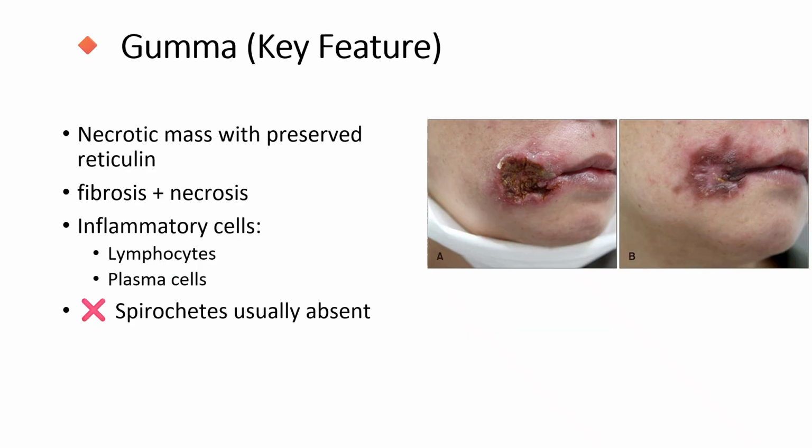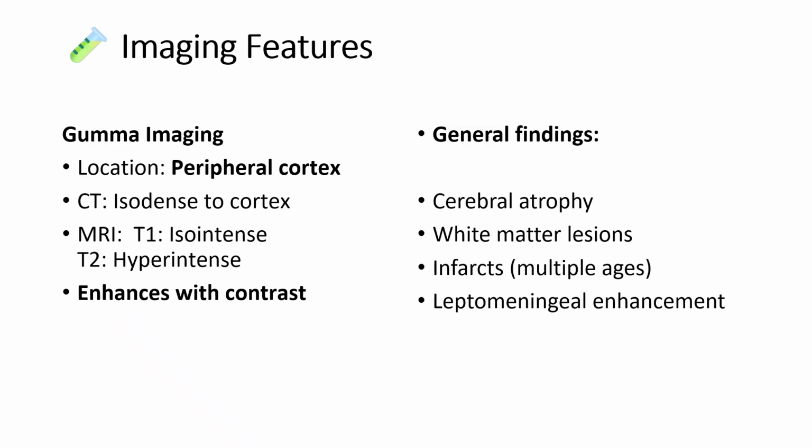The key feature here is gumma, which is a necrotic mass with preserved reticulin. Pathologically, there is fibrosis and necrosis. It involves inflammatory cells like lymphocytes and plasma cells. Spirochetes are usually absent in these lesions.